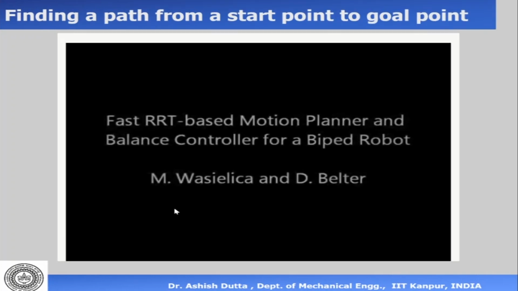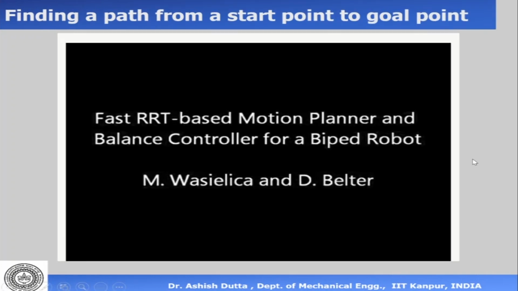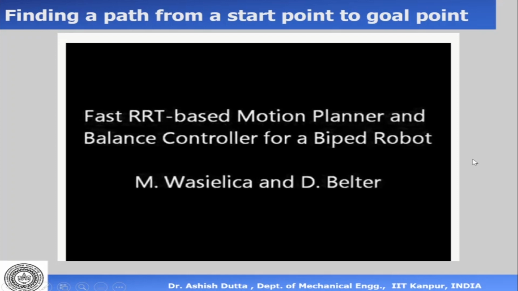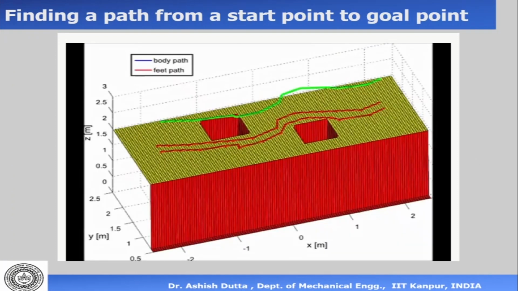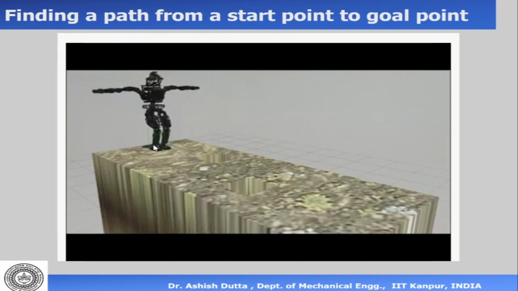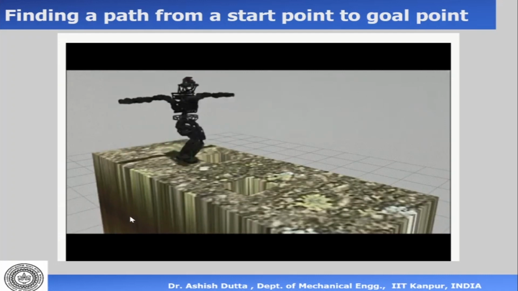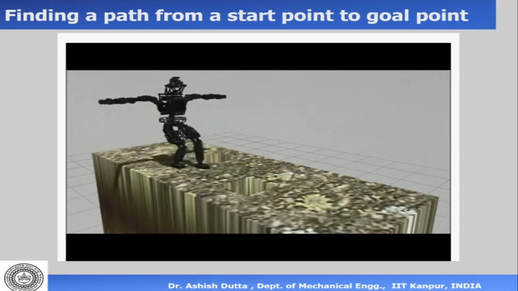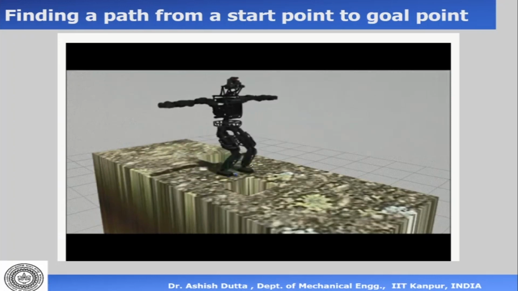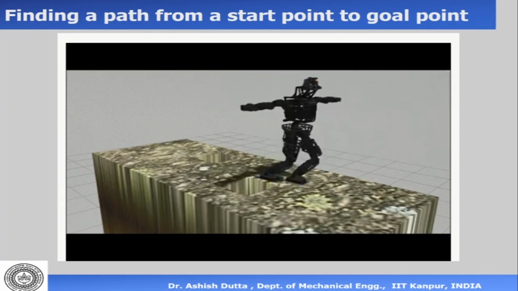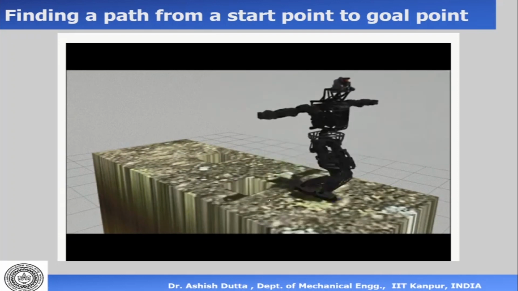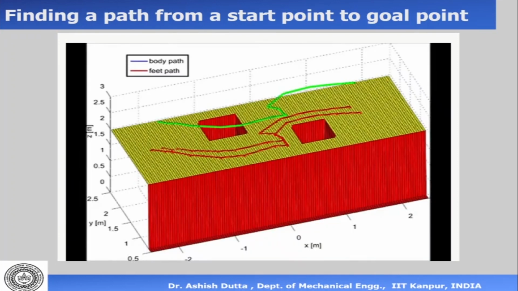Now, finding a path from a start point to a goal point, let's have a look at this one for a biped robot. So this is a biped robot or a humanoid robot which has 2 legs, arms, body. Now the path of the feet is given on the ground here. Okay, so the path is given on the ground, and the robot is following the path on the ground, avoiding those holes. And as it is moving, it has to balance its body also by using the legs.